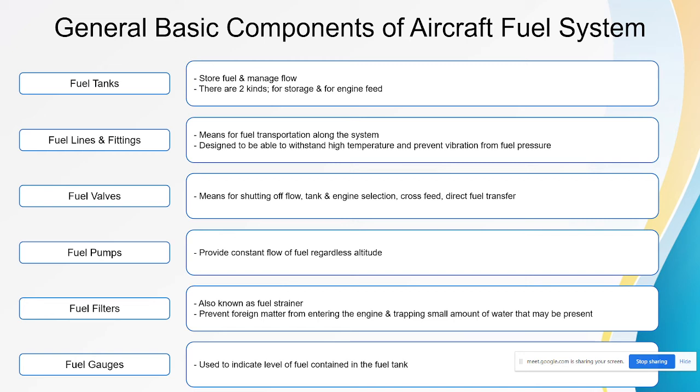Next is the fuel filters. As the name implies, filters are used to prevent foreign matter from entering the engine and to trap small amounts of water that may be present. This is to prevent damage to the engine structure and pump structure. The last one is the fuel gauges. It provides information that indicates the level of fuel contained in the fuel tank.